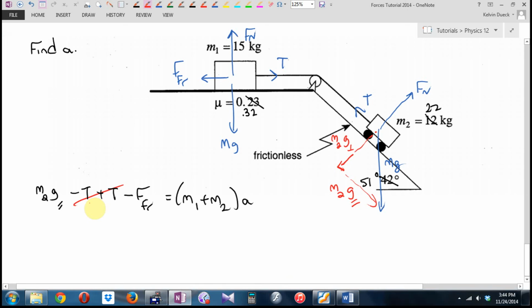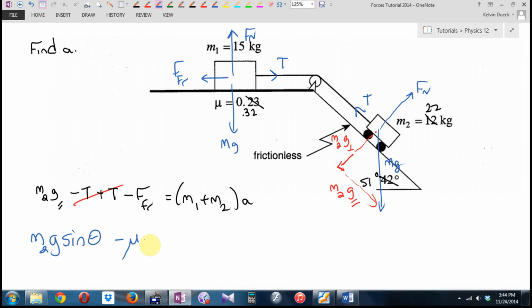Okay. M2G parallel. M2G sine. Friction is what times what? Mu times the normal force. I don't know the normal force. Oh, but look. I know another force the same size as the normal force. Which one? Yep. You know what, I should call it M1, shouldn't I? Good point. And that's where the mg showed up.